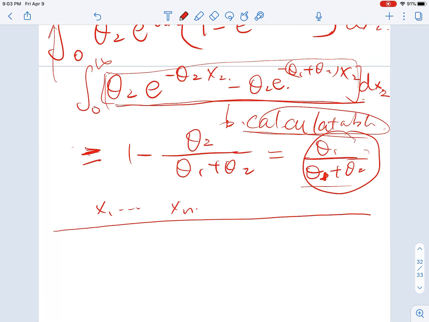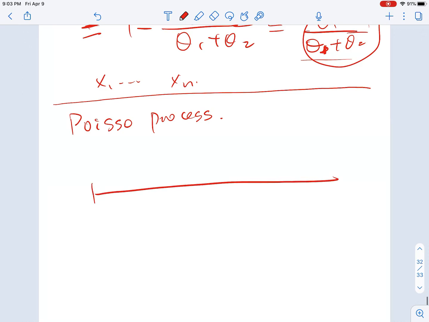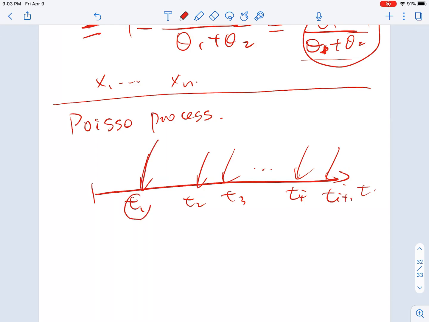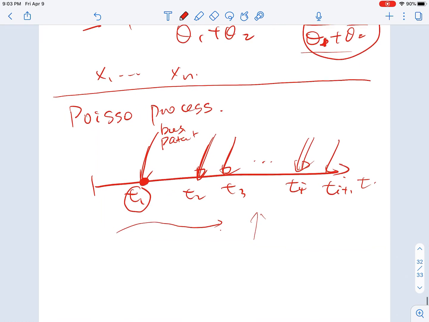Now we want to talk about a Poisson process. A Poisson process is used to model the arrival of events, a number of events. Again, I just assume this is a time axis, and this would be t1, t2, t3, all the way to ti, all the way to ti plus 1. These are really just saying that at time t1, certain things happen. That could be the arrival of buses, or a patient being admitted to the hospital. These are the arrival times, and we want a process to describe and count the number of events that are happening there.